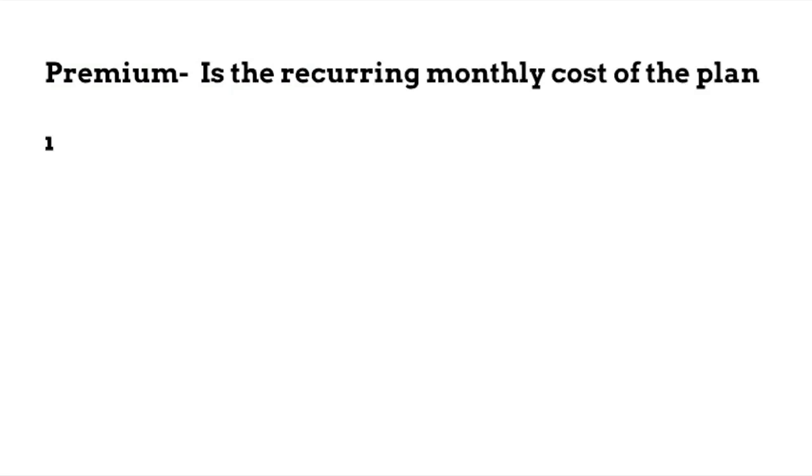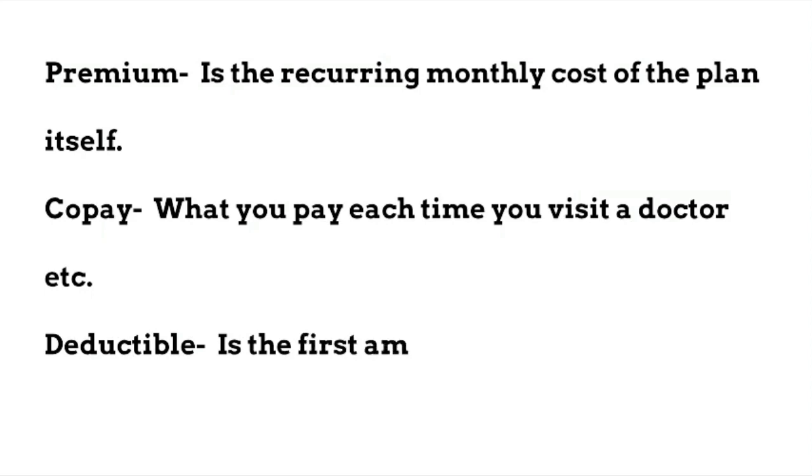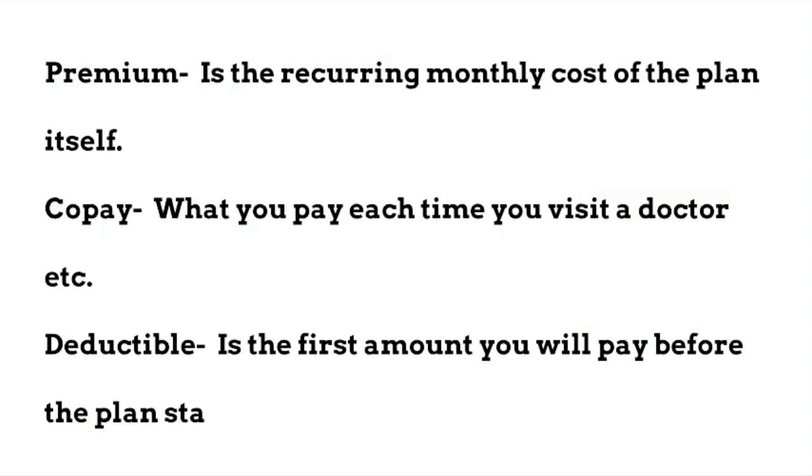A premium is the reoccurring monthly cost of the plan itself. This is what you pay to have the plan. A copayment or copay is what you pay each time you visit a doctor. It might be a $20 copayment or $5. A deductible is the first amount you will pay before the plan picks up what they're going to pay. So you might have a $200 deductible before the plan starts paying for your care.